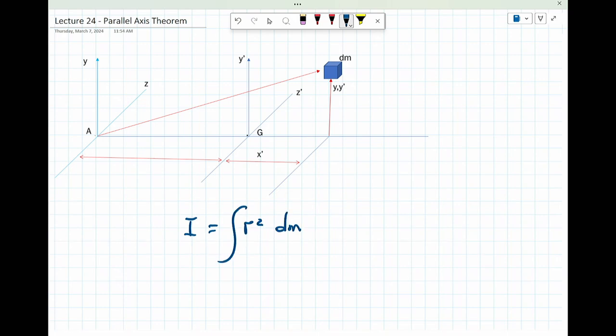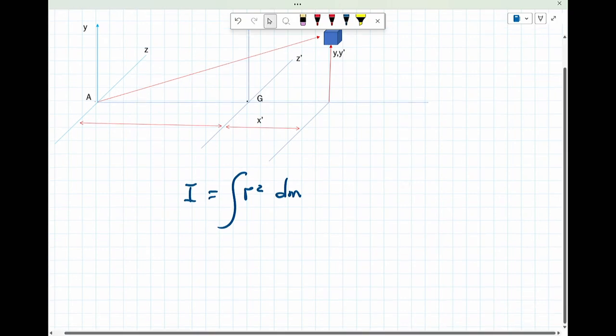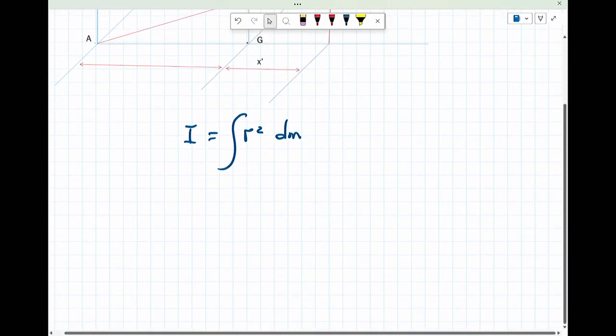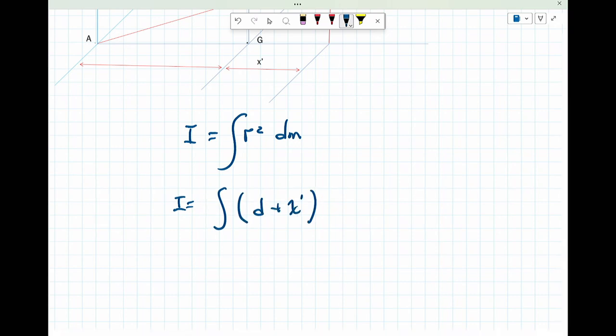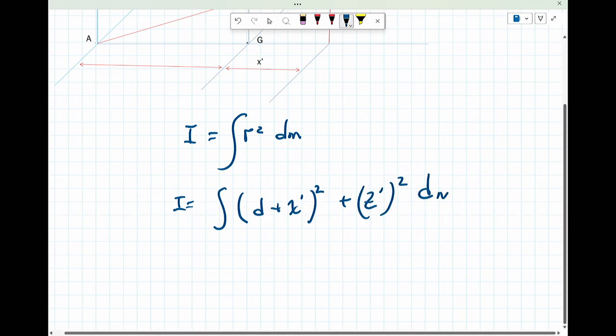So already we've done this before. That's the starting point of these lectures. But here's an element that's shifted. I've got 2 points of interest, a point A and a point G. G is, say, the center of mass. A is just some arbitrary point of interest. So if I do that, I can say I is equal to the integral of (d plus x prime) squared plus z prime squared dm.